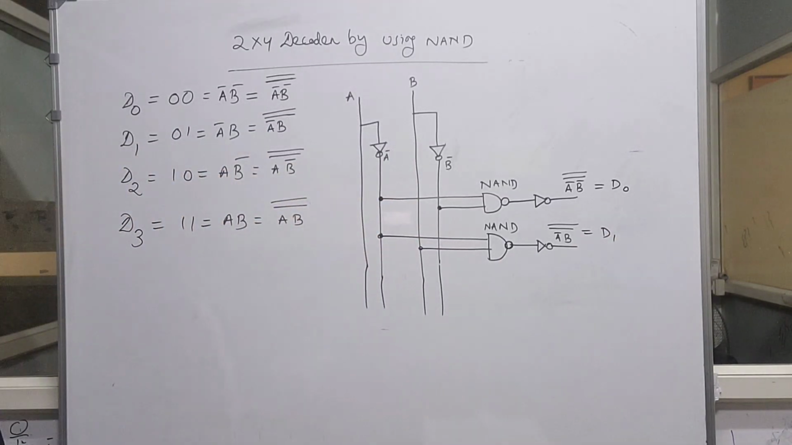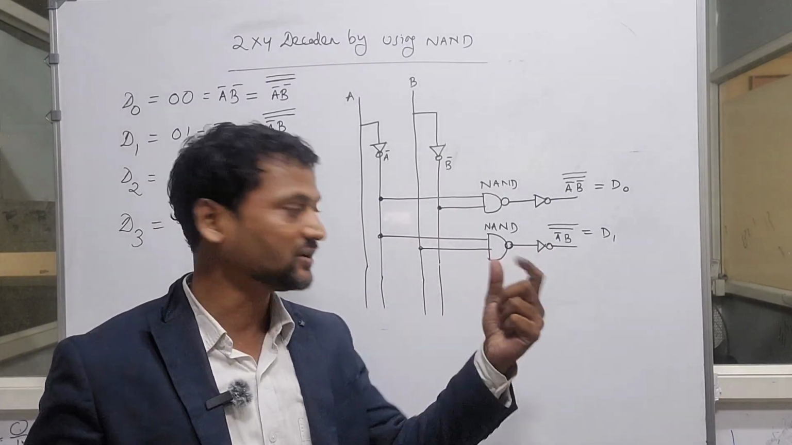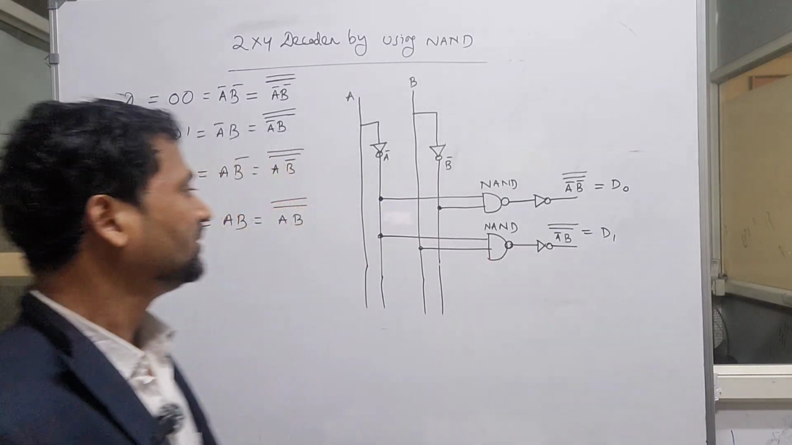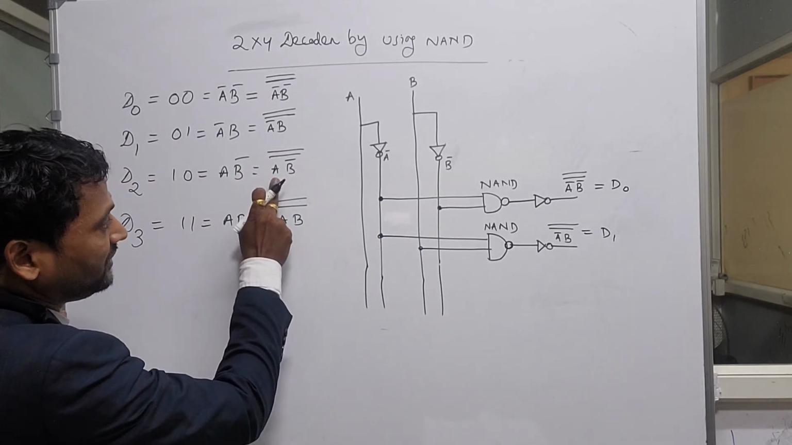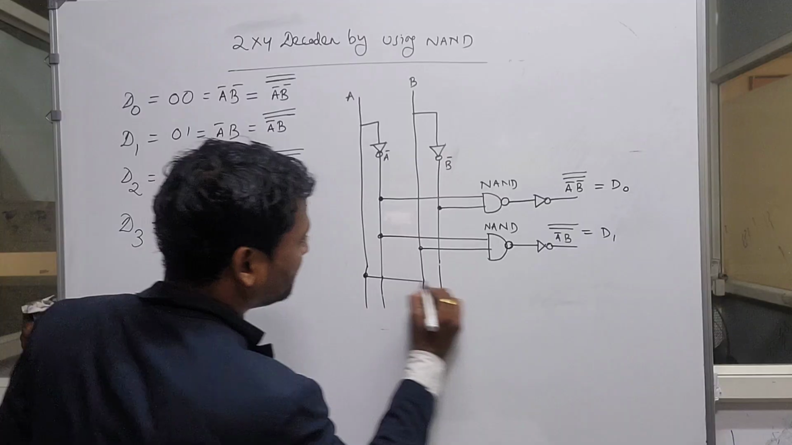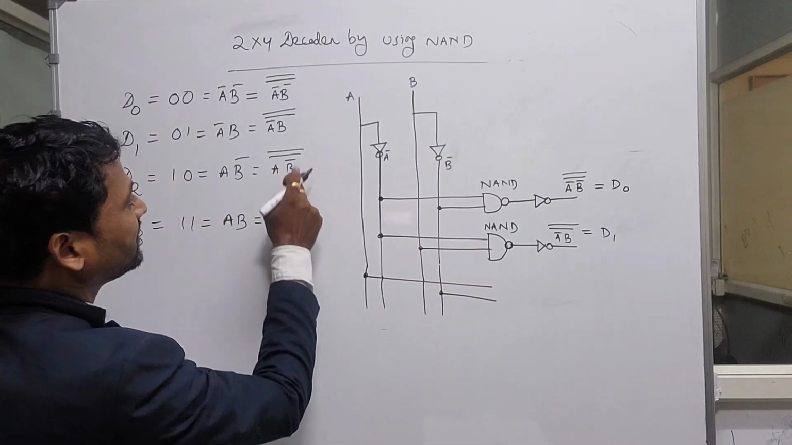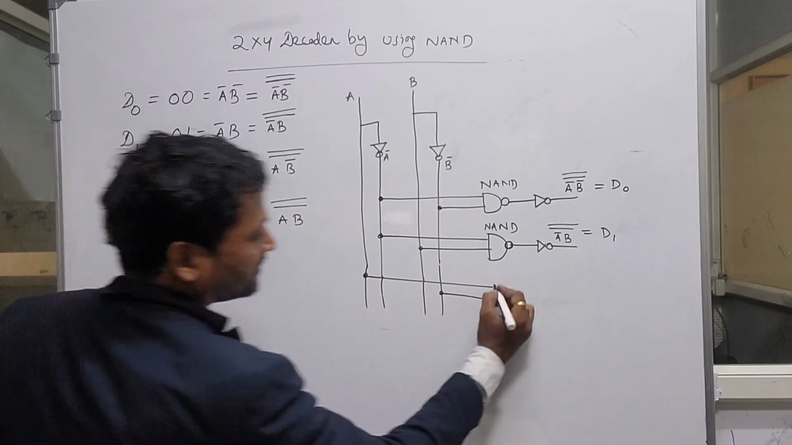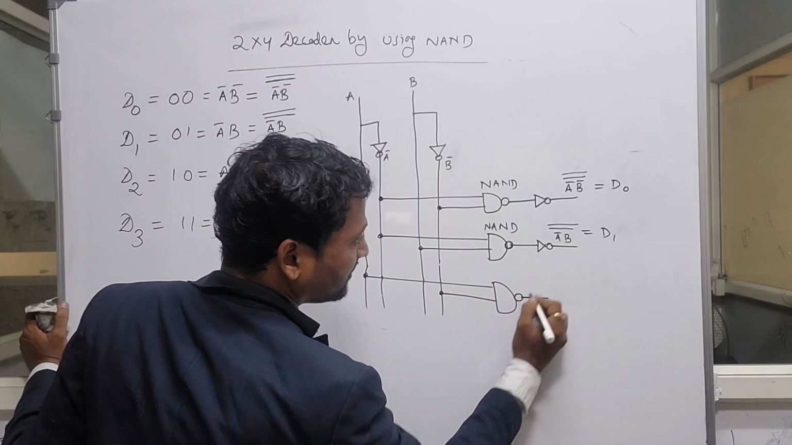Getting my point? This is also one type of NAND gate, as I said, if two inputs are shorted, that will act as a NAND gate. For the third one, for D2, we need what? A B bar. I can take A from here and B bar from here. A B bar. Then I need its bar. First there is an AND, then a NOT, that means this becomes a NAND.